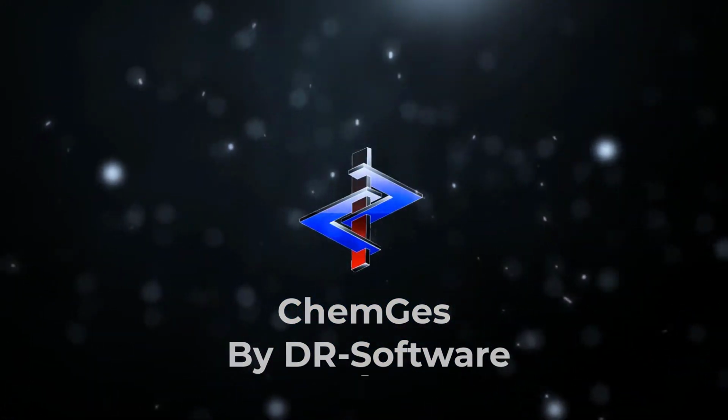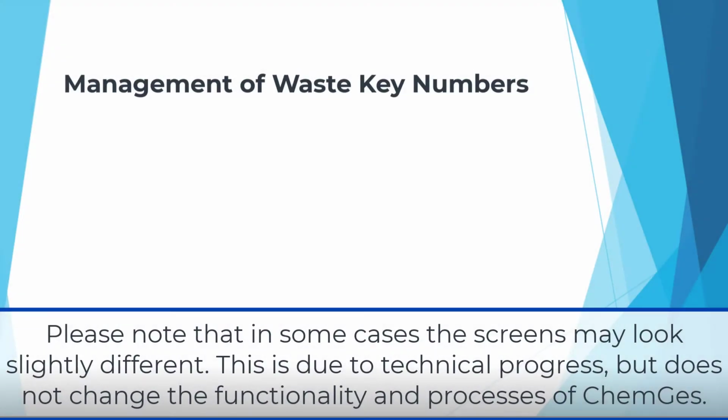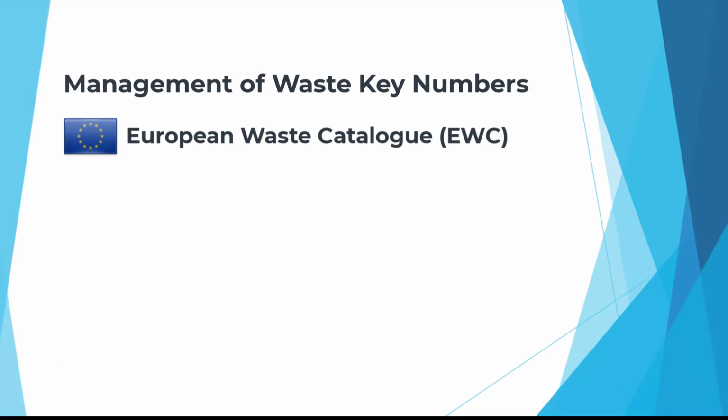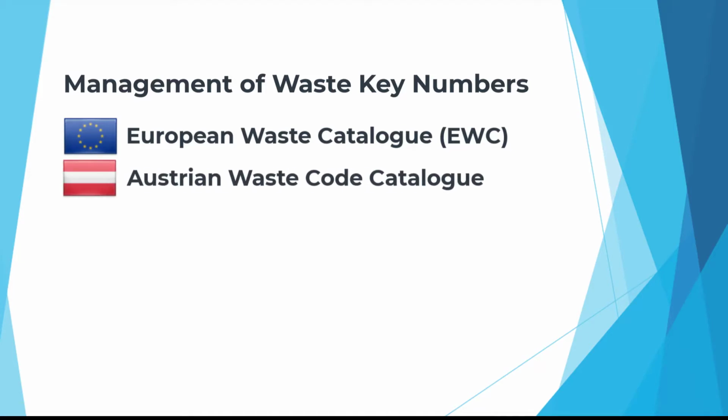ChemGes has implemented 4 types of waste key numbers. The European Waste Catalogue, which applies to the entire European Union as well as Great Britain, Norway, Turkey, and Serbia. Furthermore, ChemGes has implemented the calculation of the hazardous properties of waste according to Annex 3 of the EU Waste Directive. The Austrian Waste Code Catalogue according to OENORMS 2100.